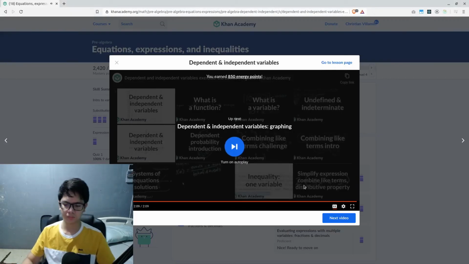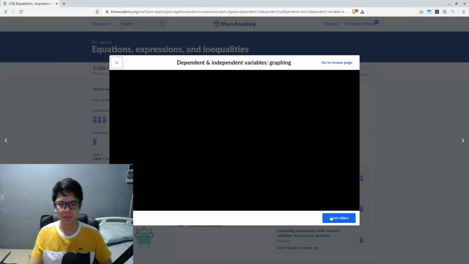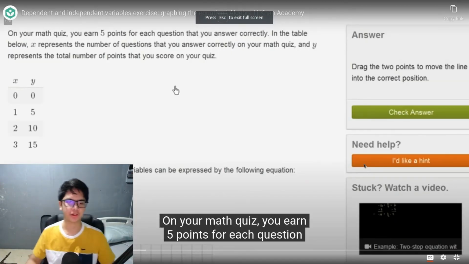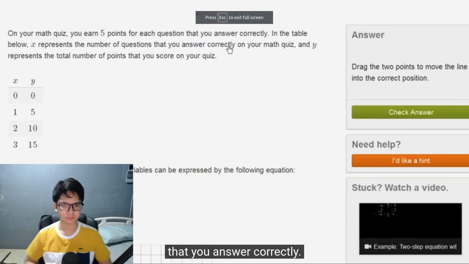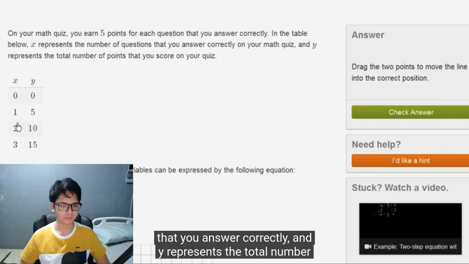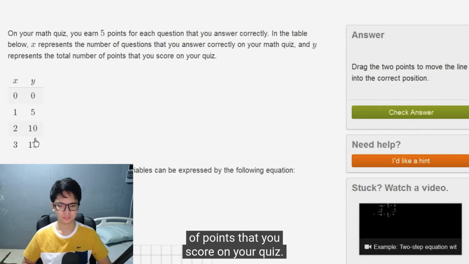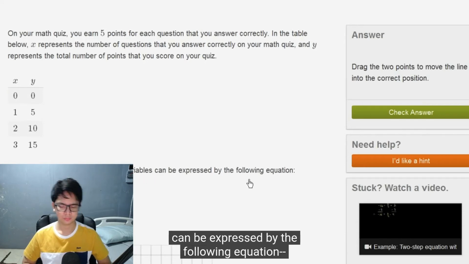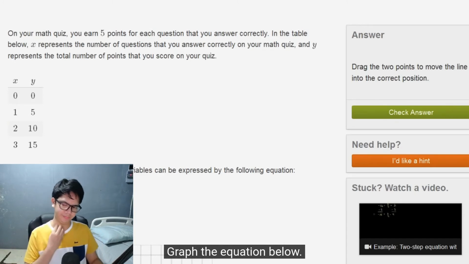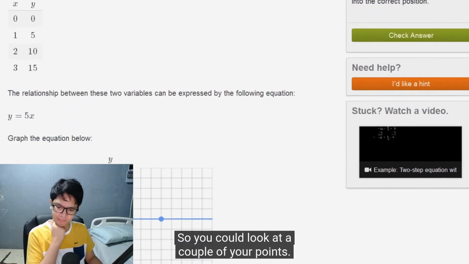And we can check our answer. Dependent and independent variables. Graphing. On your math quiz, you earn 5 points for each question that you answer correctly. In the table below, X represents the number of questions that you answer correctly, and Y represents the total number of points that you score on your quiz. Fair enough? The relationship between these two variables can be expressed by the following equation. Y is equal to 5x. Graph the equation below.